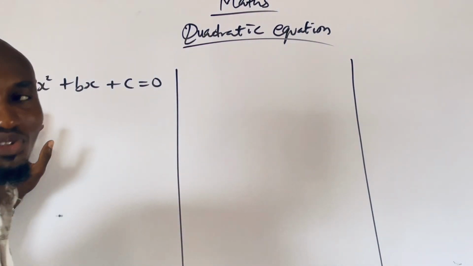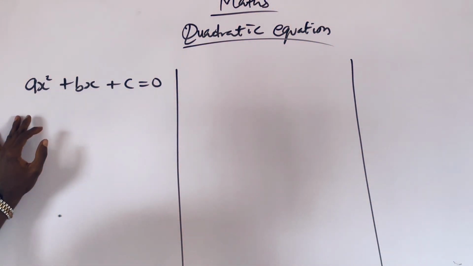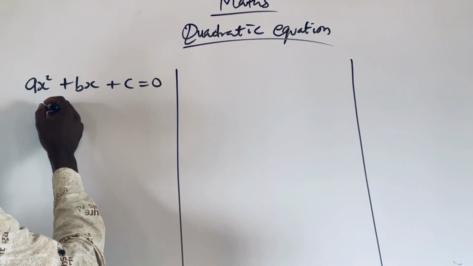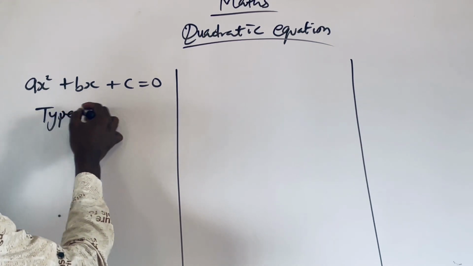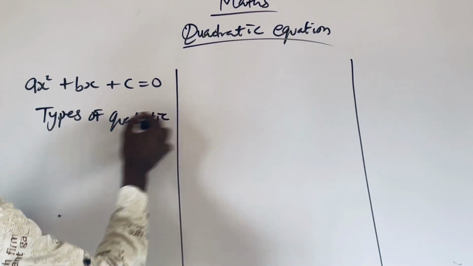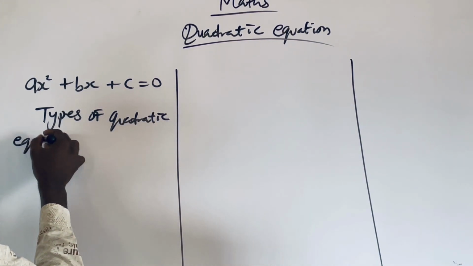Now, there are four types of quadratic equation. There are what? There are four types. Types of quadratic equation.